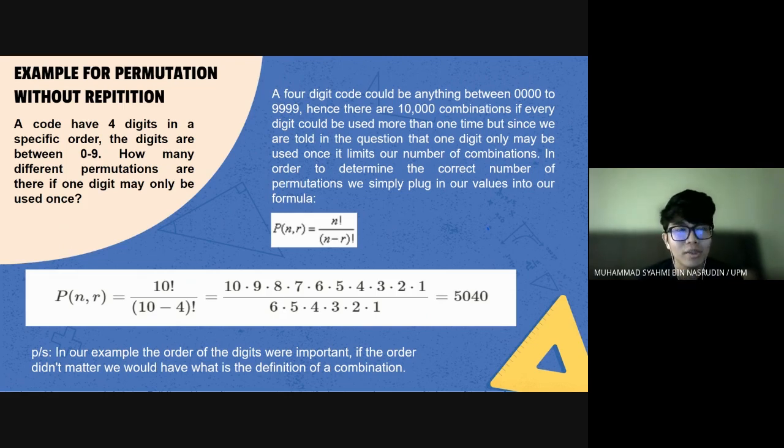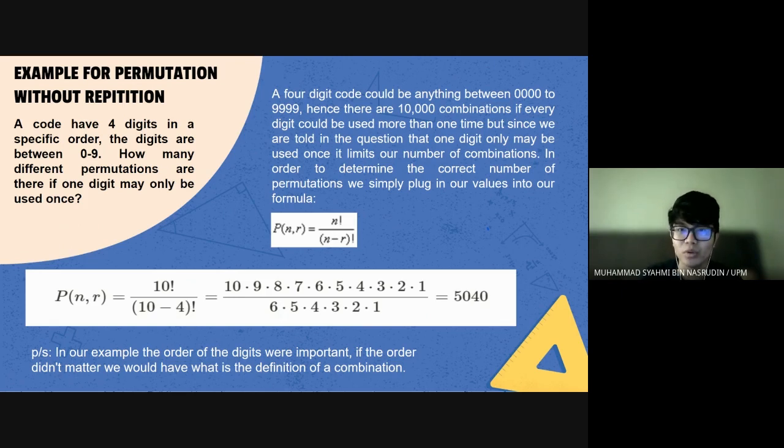So I will continue with a few sample questions that are frequently asked for permutation without repetition. So the question is, a code has 4 digits in a specific order. The digits are between 0 and 9. How many different permutations are there if one digit may only be used once? So this is what we call without repetition, where we can only use it once. So a 4 digit code could be anything between 0000 to 9999. Hence, there are 10,000 combinations if every digit could be used more than once.